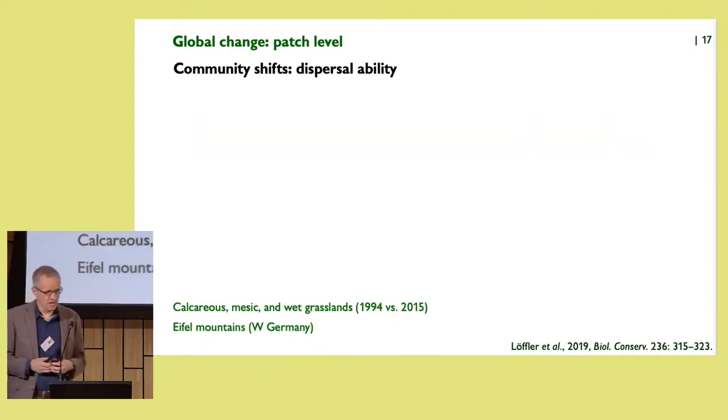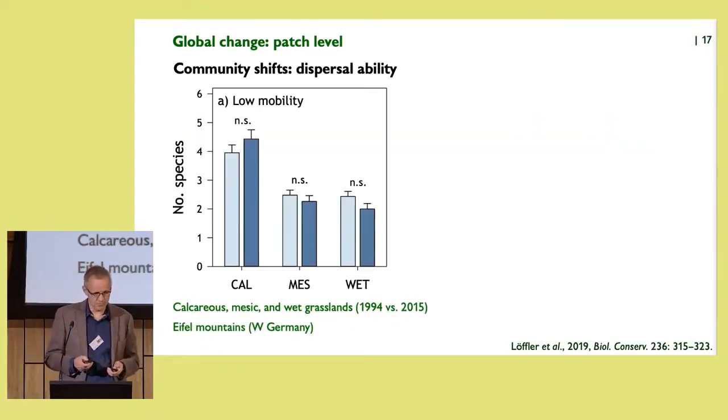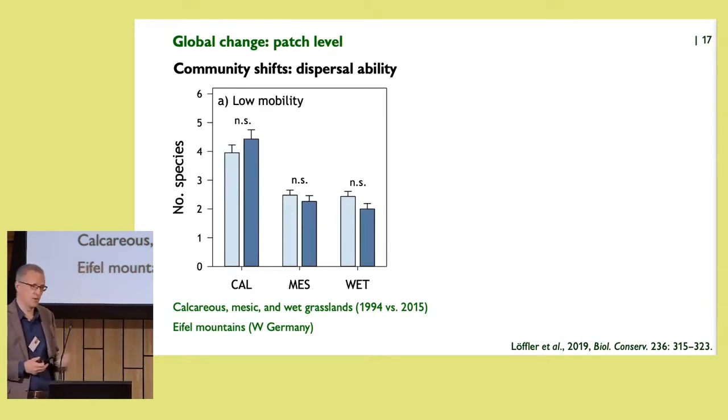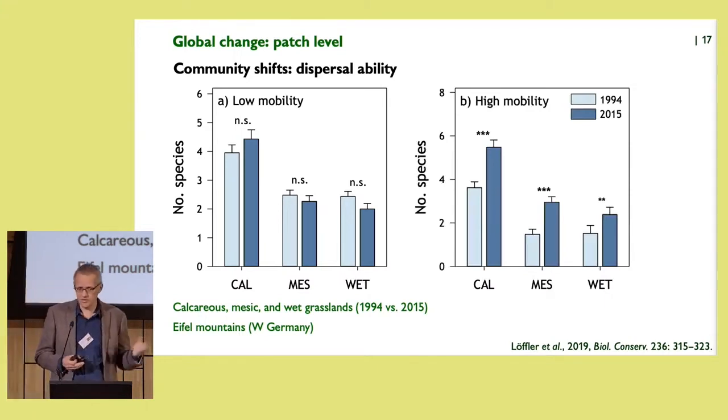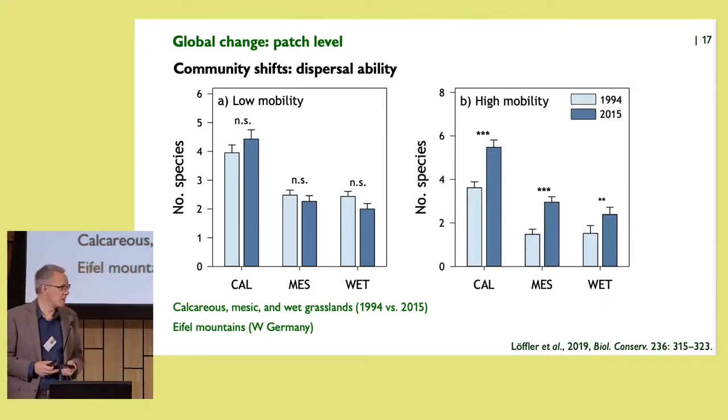And let's also have a look at the dispersability. Here is a study from Western Germany, from the Eifel Mountains, and we studied again three grassland types: calcareous grasslands, mesic, and wet grasslands, and species with low mobility. There we didn't observe any changes between 1994 and 2015, but we observed clear changes in species with high mobility, a similar pattern to that we have found in our grid map-based data set.